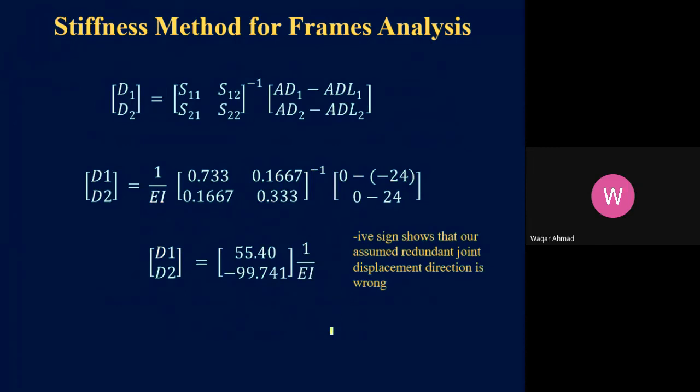Okay, so now these are the values. This is the stiffness coefficient matrix. These are the AD values, and these are the ADL values, ADL1 and ADL2. If you solve these matrices, you get the values of D1 and D2 to be equal to 54.40 divided by EI and minus 99.74 divided by EI. Now, this negative sign shows that the assumed direction of D2 needs to be reversed. We assumed our D2 to be clockwise, but actually it is anti-clockwise.